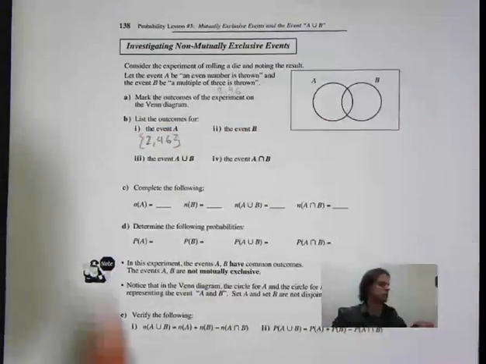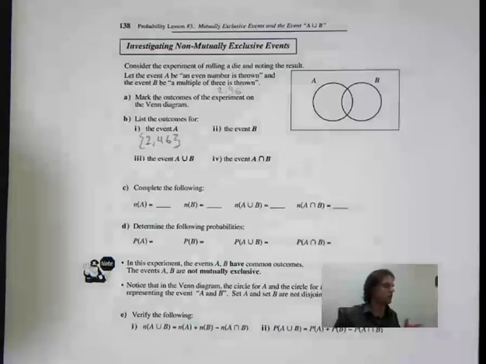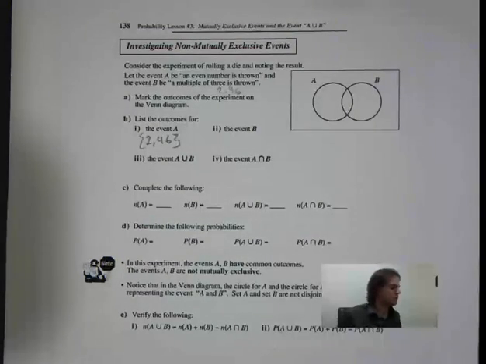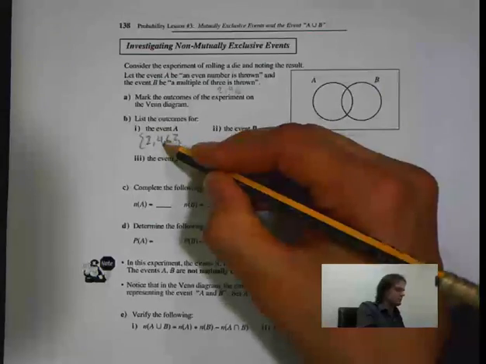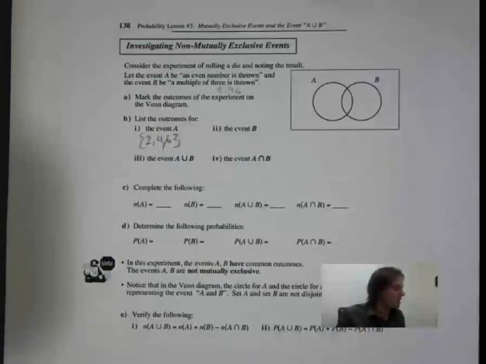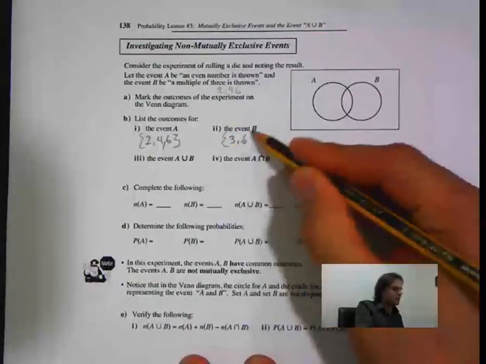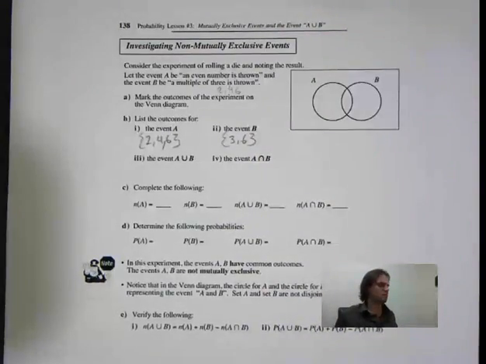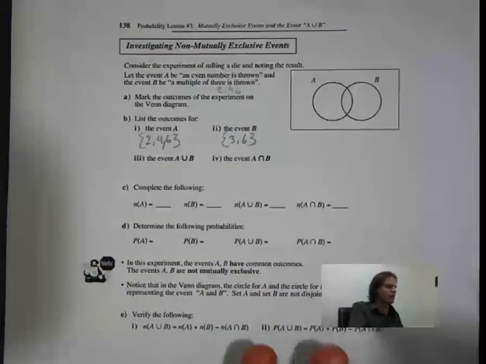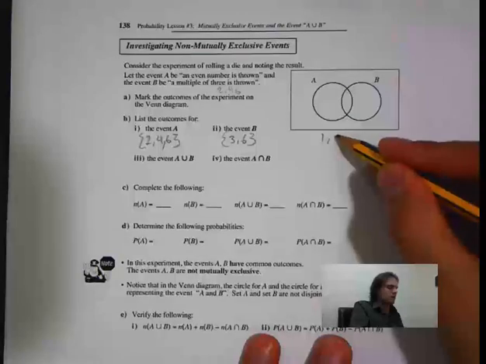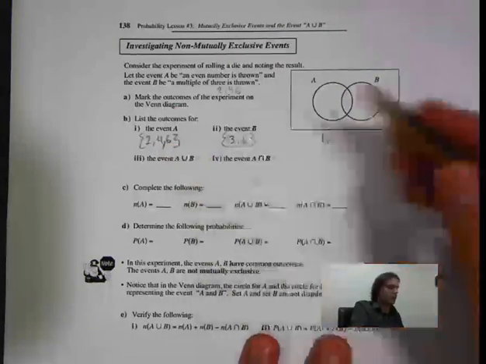I'm kind of doing B first. It just makes more sense to do B first. Now B is multiples of 3. So which ones are multiples of 3? Well, I have 3 and 6. That's it. Well, what is the total amount of numbers we could have? I could also have a 1, a 5, and a 2 is used, 3.